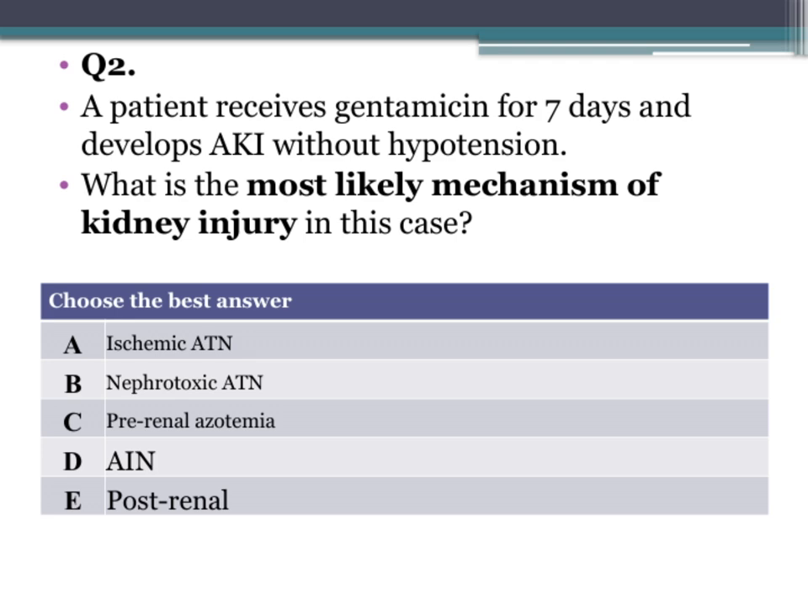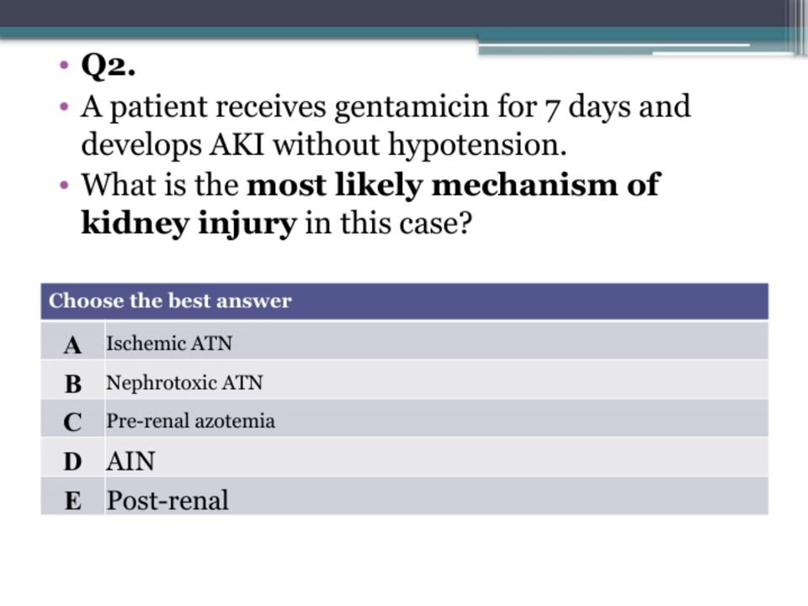Looking at the options, we need to consider the different types of acute tubular necrosis, or ATN, which is a common cause of AKI. The first option, ischemic ATN, usually occurs when there's significant hypotension or hypoperfusion, but since this patient has no hypotension, we can probably rule that out. Next, nephrotoxic ATN is caused by direct injury to the renal tubules from toxins or drugs, and gentamicin is well known for its nephrotoxic potential.